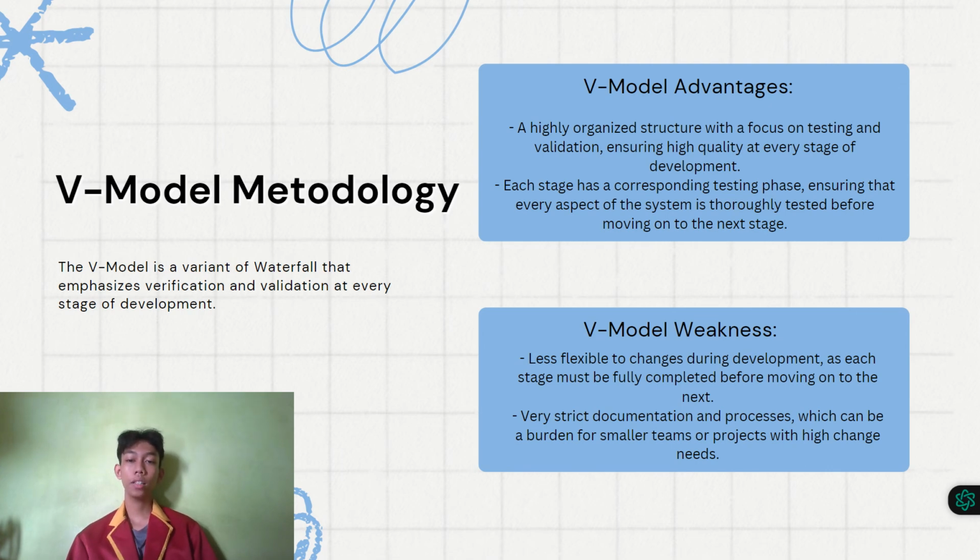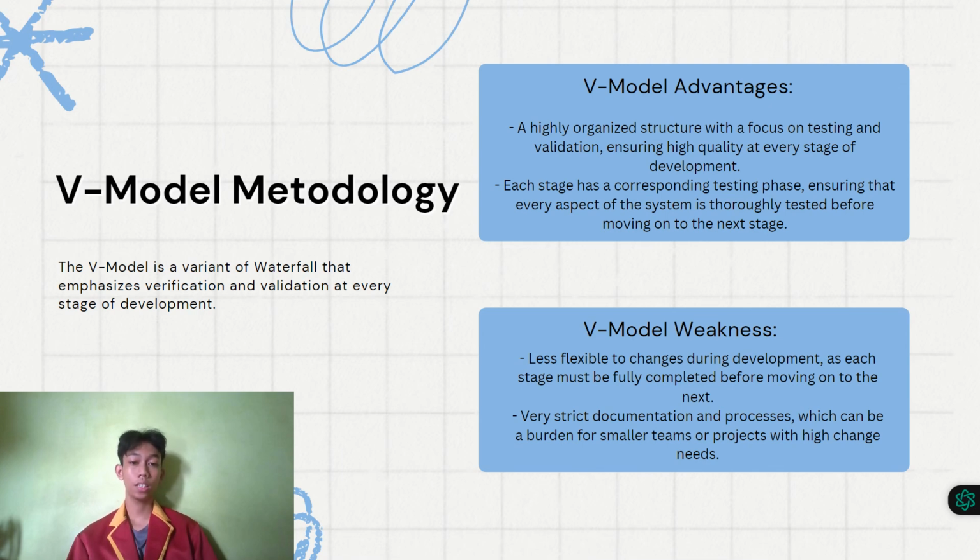Next, V-model methodology. The V-model is a variant of waterfall that emphasizes verification and validation at every stage of development. V-model advantages: a highly organized structure with a focus on testing and validation ensures high quality at every stage of development. Each stage has a corresponding testing phase, ensuring that every aspect of the system is thoroughly tested before moving on to the next stage.